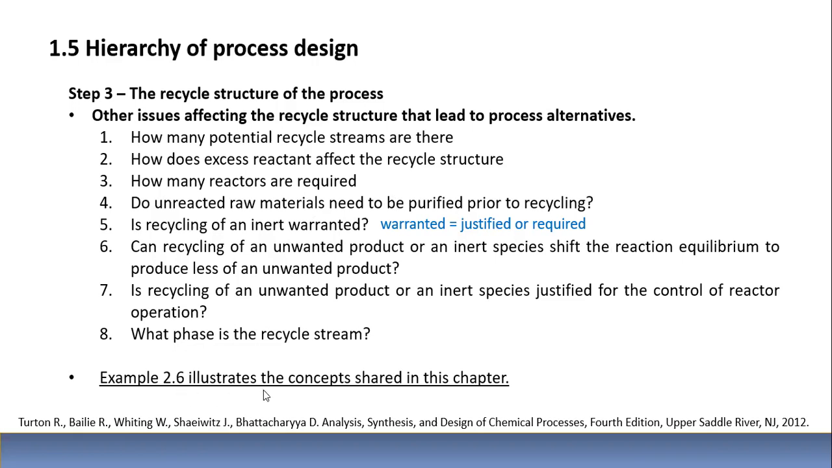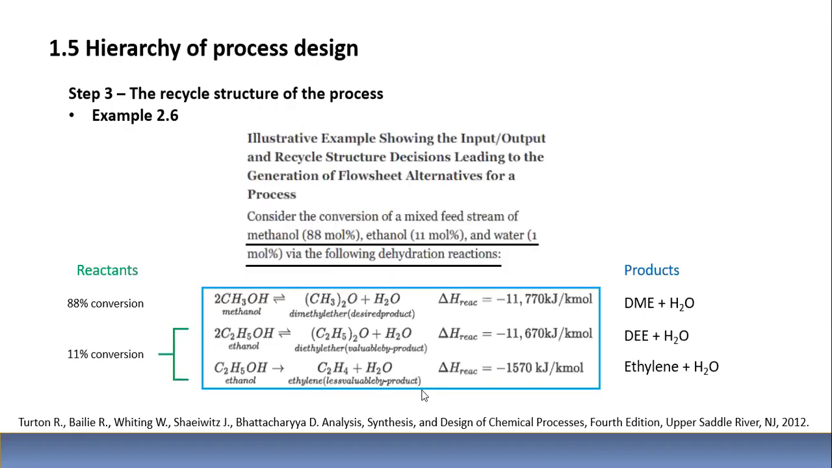Example 2.6 illustrates the concepts shared in this chapter. Aquí tenemos un ejercicio interesante. It's an illustrative example showing the input and output and recycle structure decisions leading to the generation of flow sheet alternatives for a process.